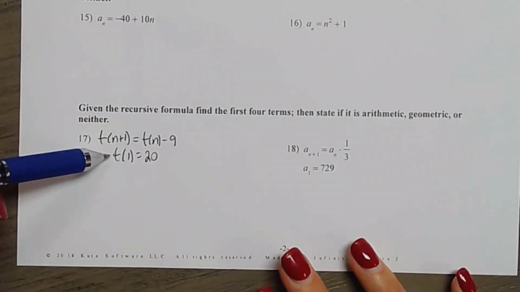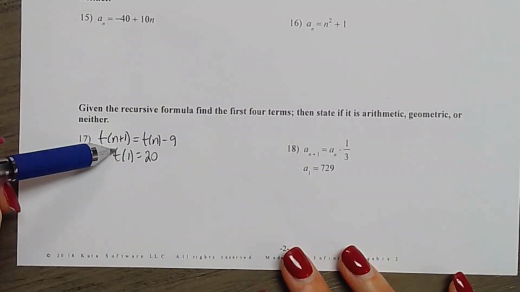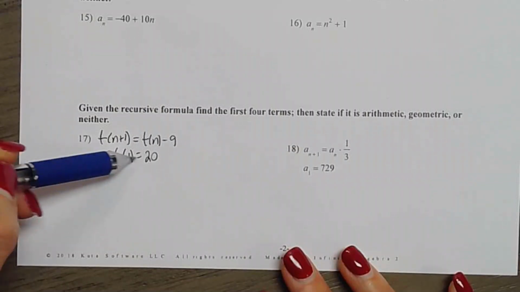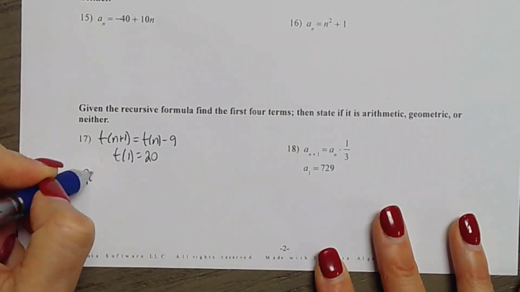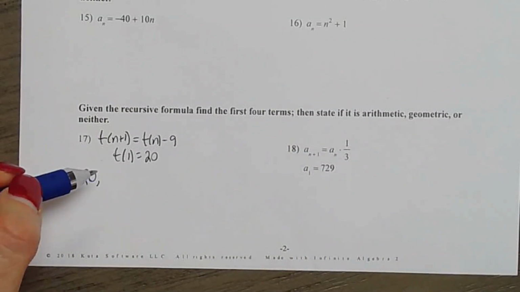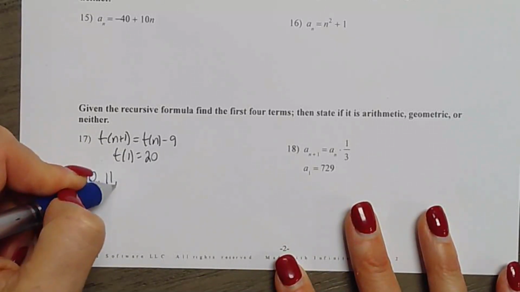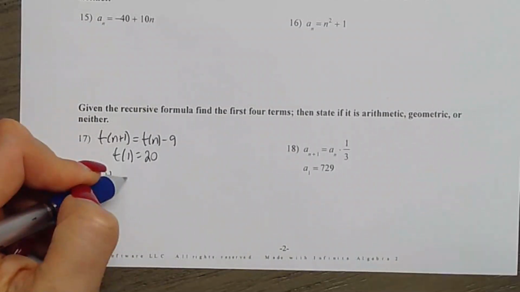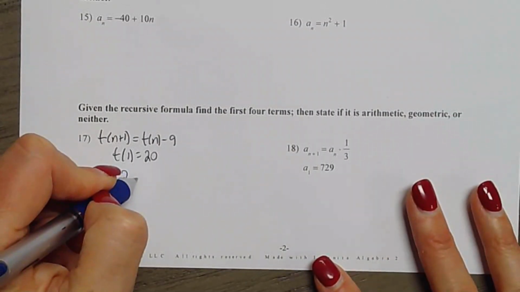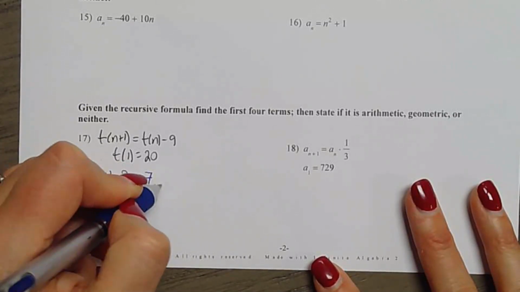And then the second part, a recursive equation always gives you where to start. So this says t of 1, or the first term, is 20. So I know that it goes 20 first, and then to get the next term, I subtract 9. So 20 minus 9 is 11. 11 minus 9 is 2. 2 minus 9 is negative 7, etc.